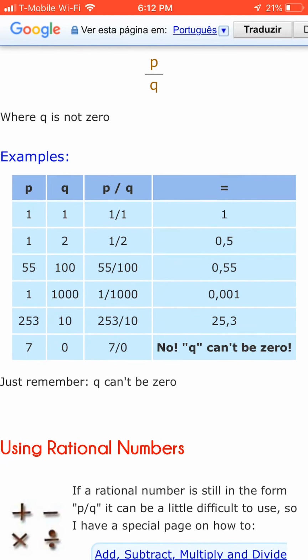Using rational numbers. If a rational number is still in the form p/q, it can be a little difficult to use, so I have a special page on how to.